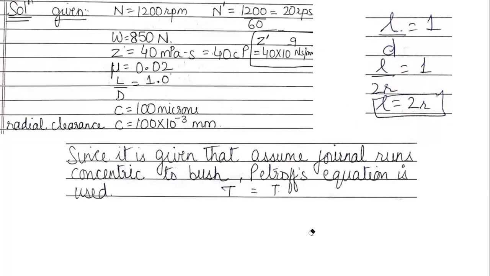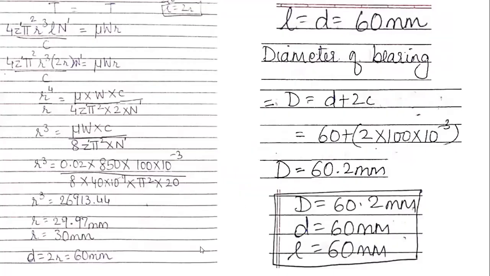Now, moving on, we are going to equate the two equations that we had done previously, equation number B and E. So 4 Z dash pi square R cube L N dash upon C is equal to mu W R. Quickly, I'll tell you the meaning of all of them again. Z dash is absolute viscosity in Newton second per mm square. The radius of the journal or shaft, length of the bearing, revolutions per second of the journal, and clearance is equal to mu, that is coefficient of friction, W, that is the radial load, and R, that is our radius of the journal or shaft.